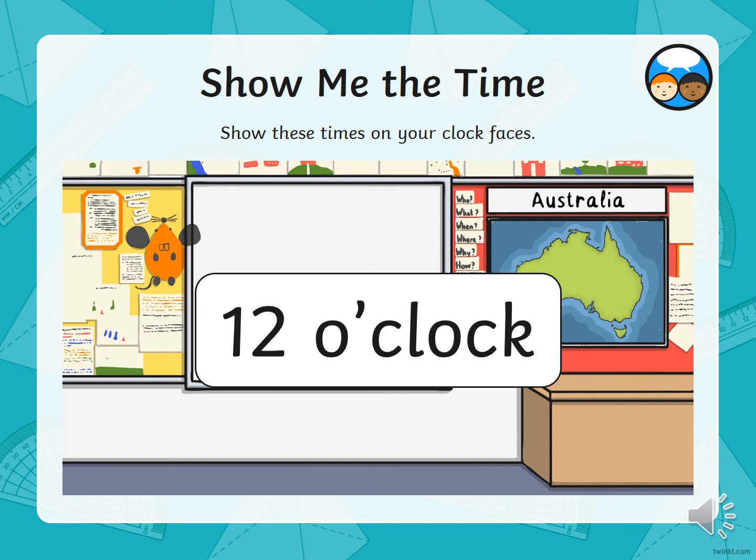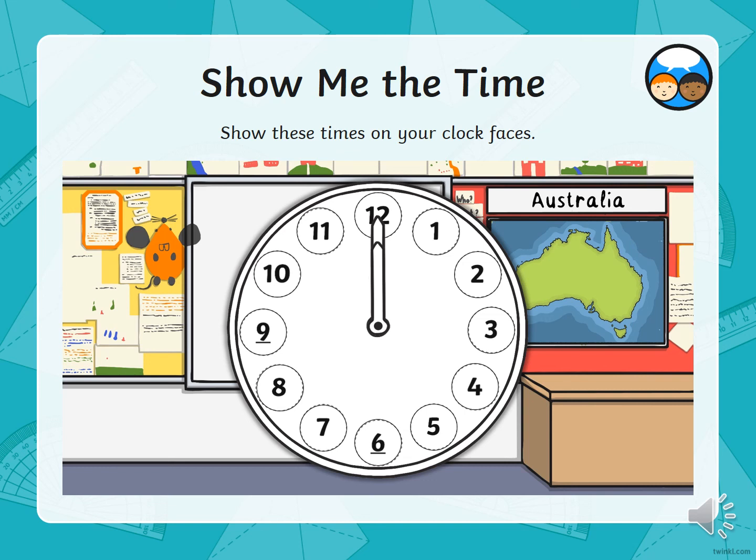Can you draw this time? 12 o'clock. This one's tricky. Think very carefully. 12 o'clock. Where will your minute and hour hands go? Both at the same place. Well done.